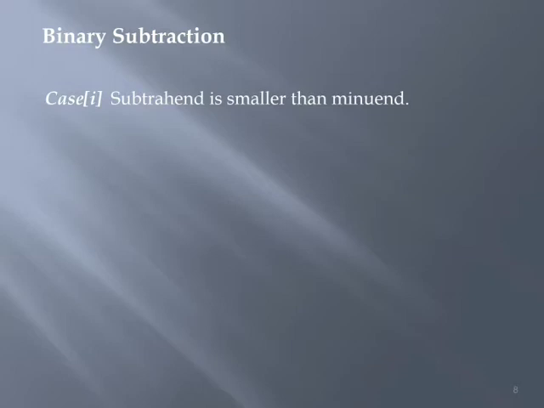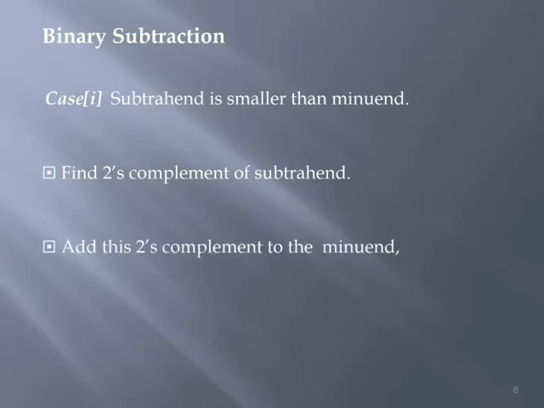Case 1 I am considering as subtrahend is smaller than minuend. So a is bigger and b is smaller. So b is smaller than a. In that case, what is the procedure you need to adopt for doing binary subtraction? First you need to find the 2's complement of the subtrahend. After that, add the 2's complement of the subtrahend to the minuend. Up to here it is the same procedure of a minus b, which is equal to a plus 2's complement of b.